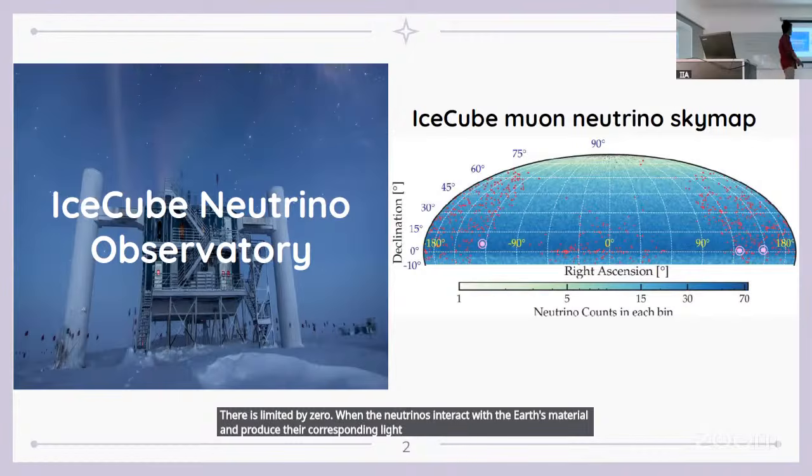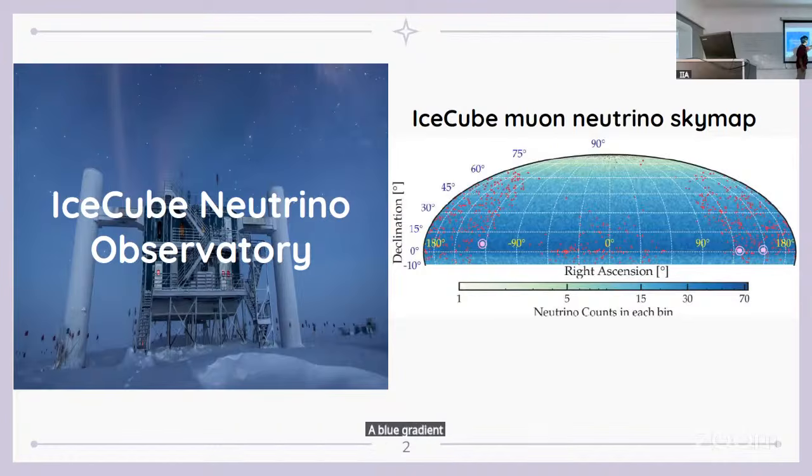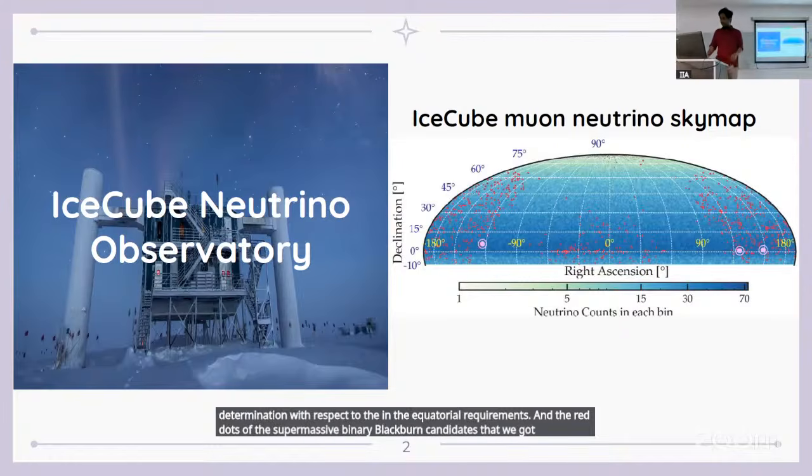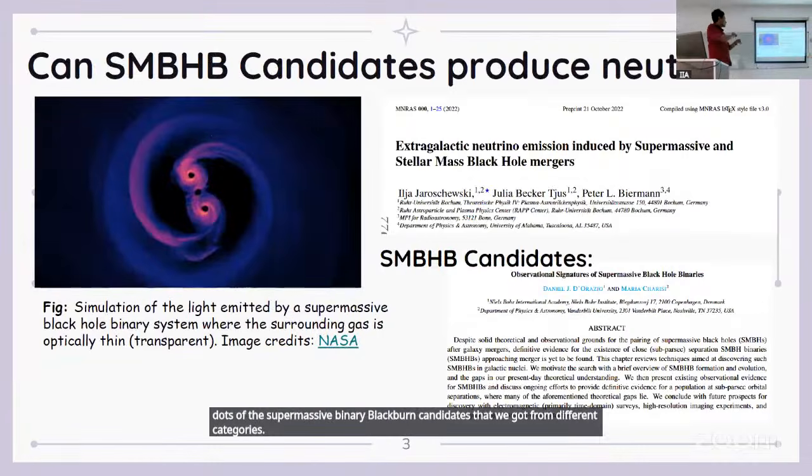And this is the map of the schema of the neutrino data that is detected by IceCube. The blue gradient is the IceCube neutrino data. This is the right ascension and the declination with respect to the equatorial coordinates. And the red dots are the supermassive binary black hole candidates that we got from different catalogs. Now, the question: can these SMBHB systems produce these neutrinos?